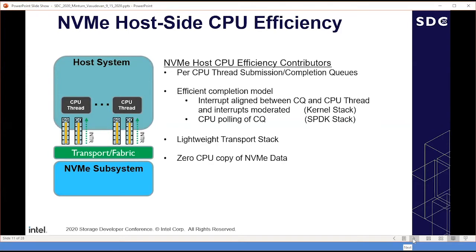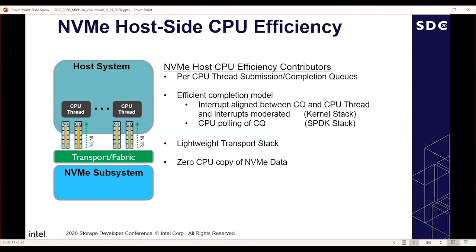Then the final aspect has to do with, okay, when I'm sending data, doing writes, or doing NVMe reads, I don't really want to be doing CPU copies of the NVMe data. I want that data to go directly from a buffer out to the device or onto the network. And then as it comes back, we want that data to come right back into the application's buffer. And that's the zero copy semantics.